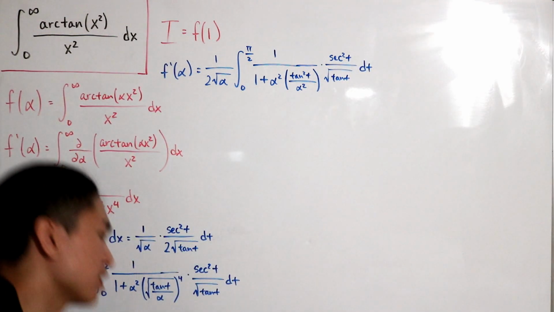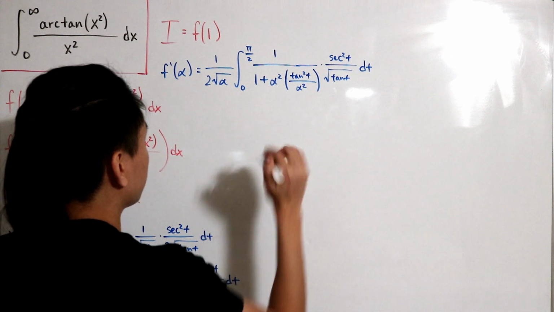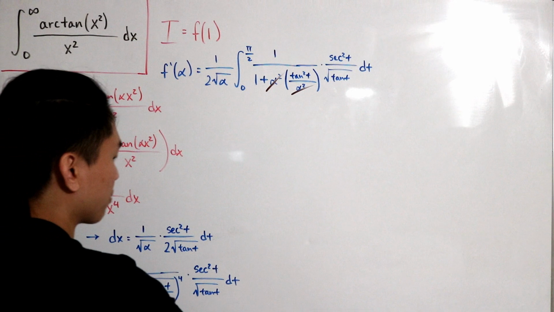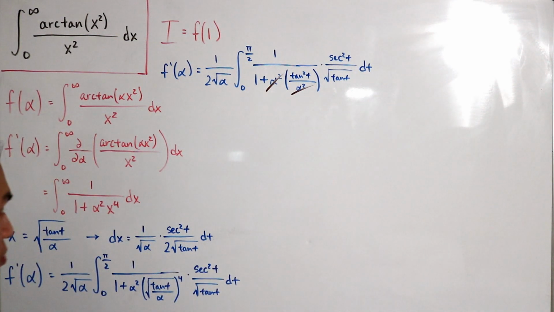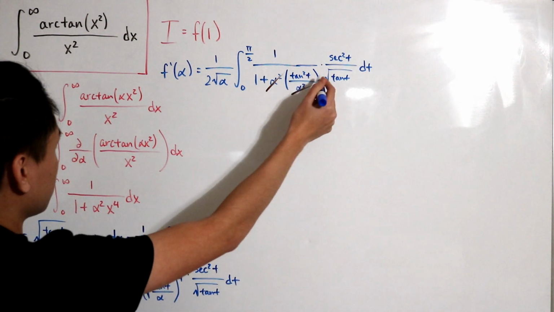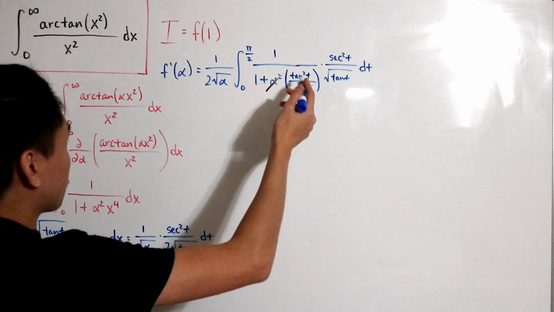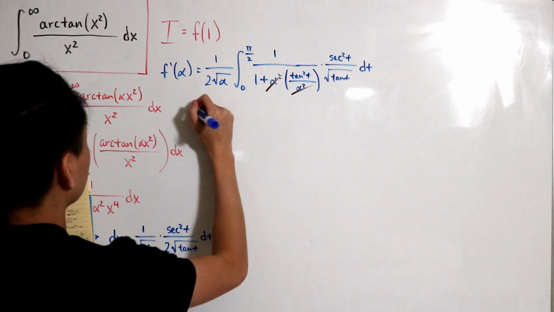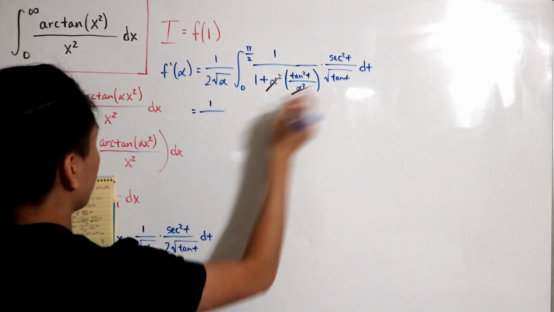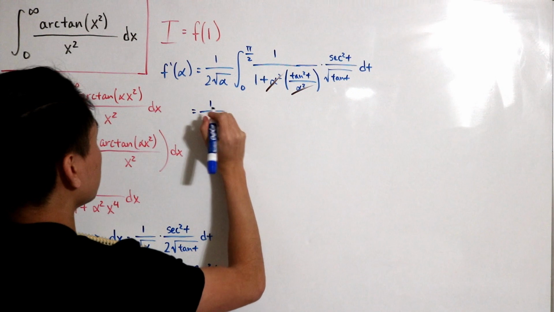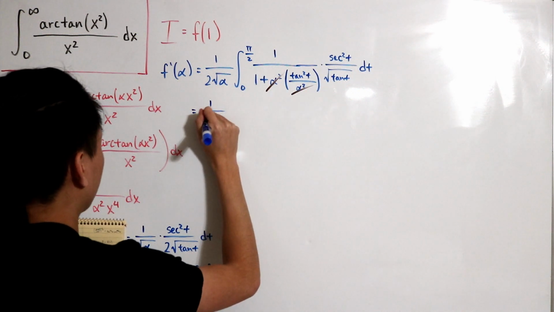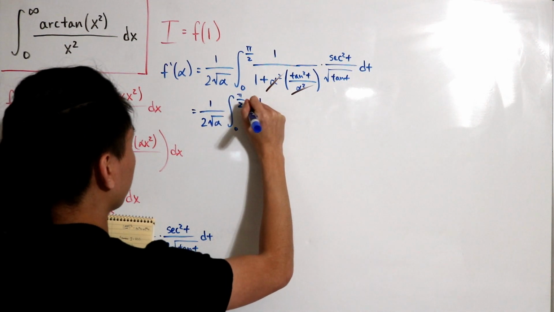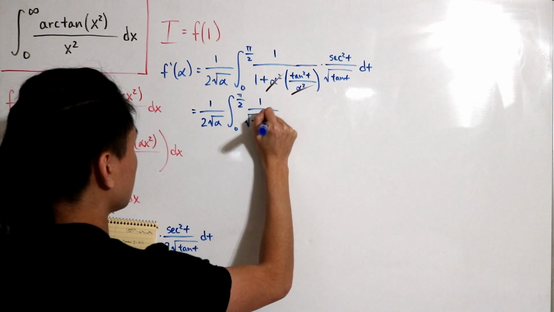But you'll notice that the alpha squares cancel each other out if we perform the multiplication. And I'm going to skip writing this step, but observe that 1 plus tangent squared t, using some trig identities, you can rewrite as secant squared of t, and they'll cancel from both the top and bottom. And so what we're left with is just 1 divided by the square root of tangent t as part of our integrand, from 0 to pi over 2.